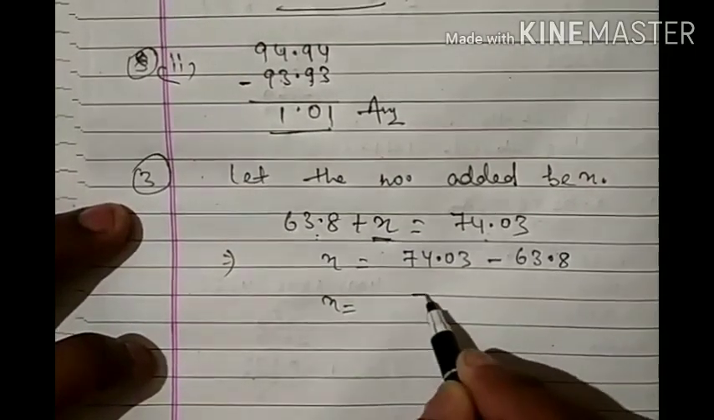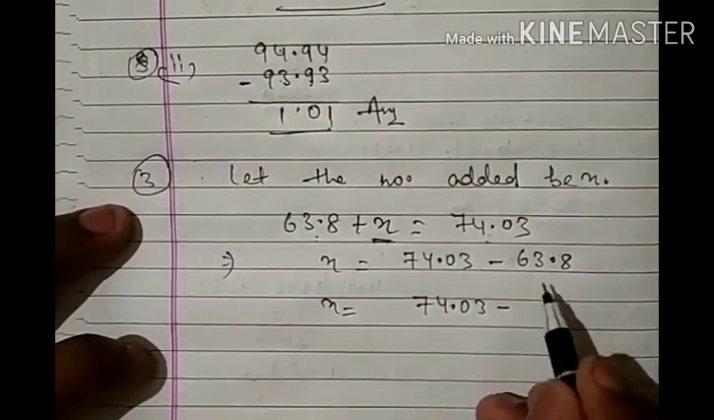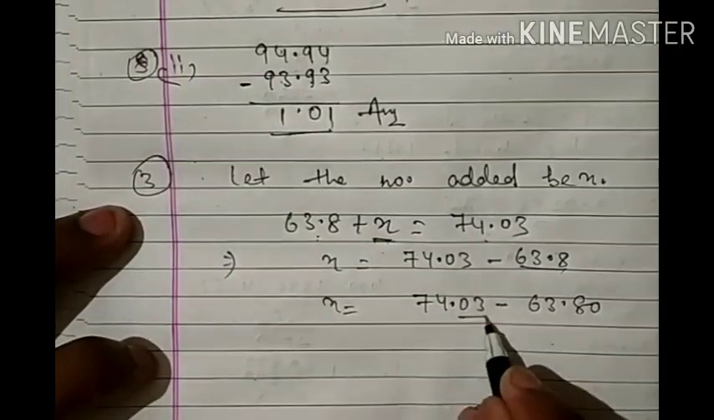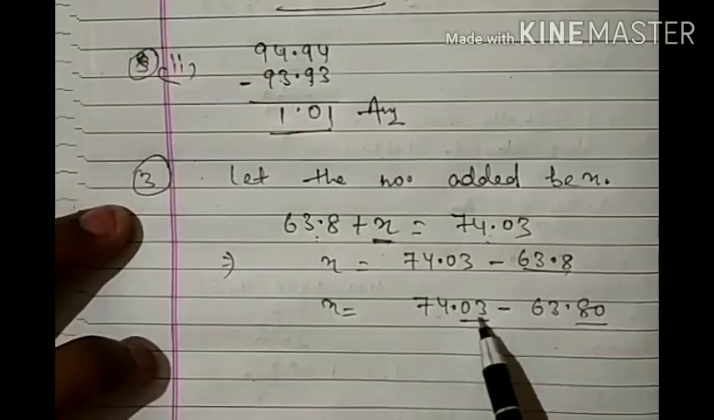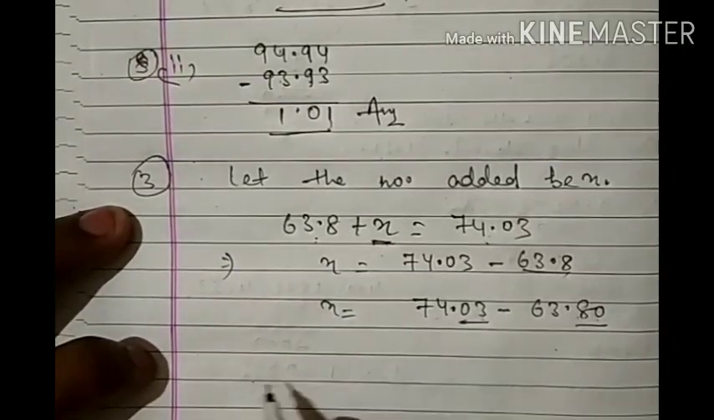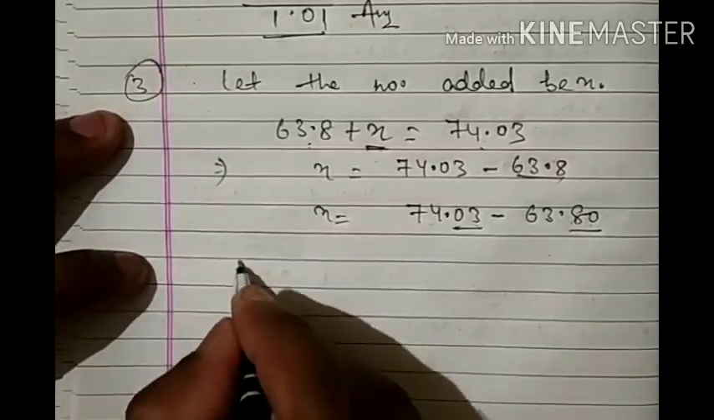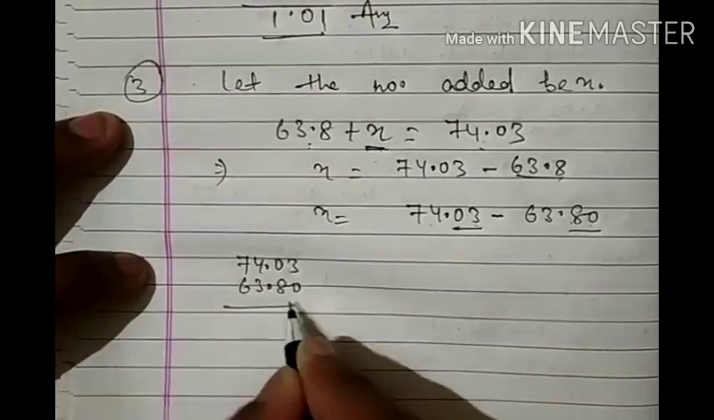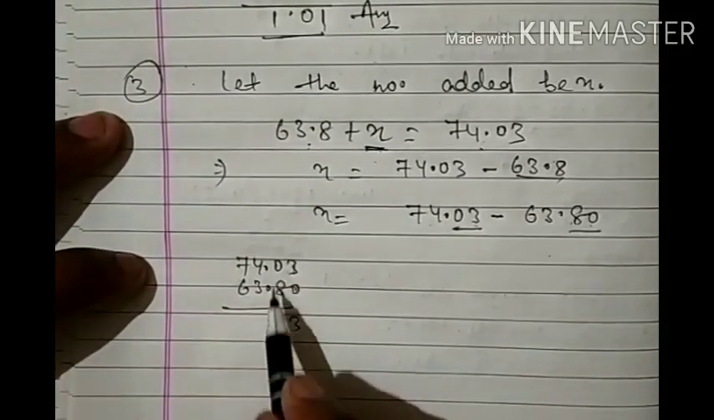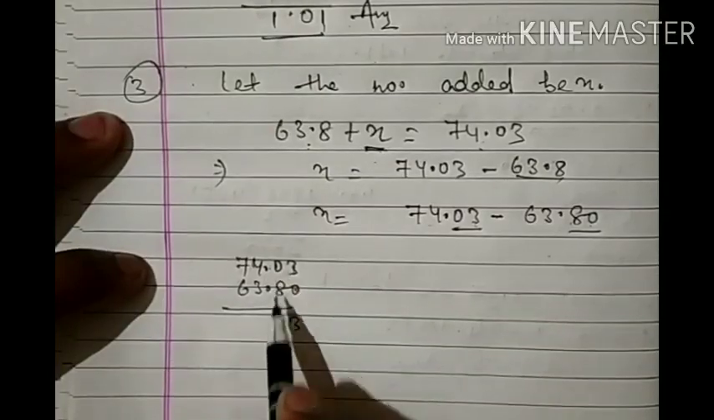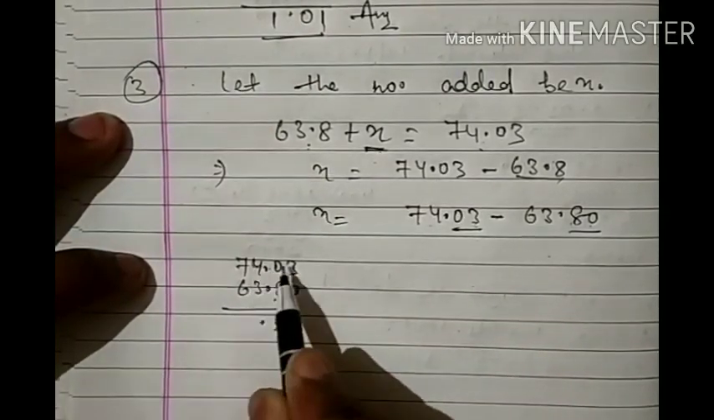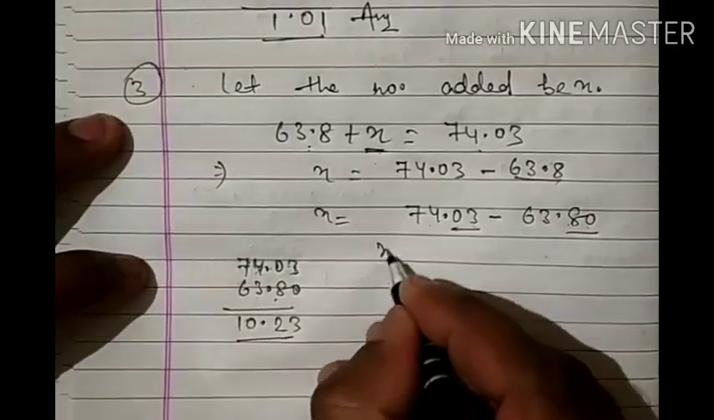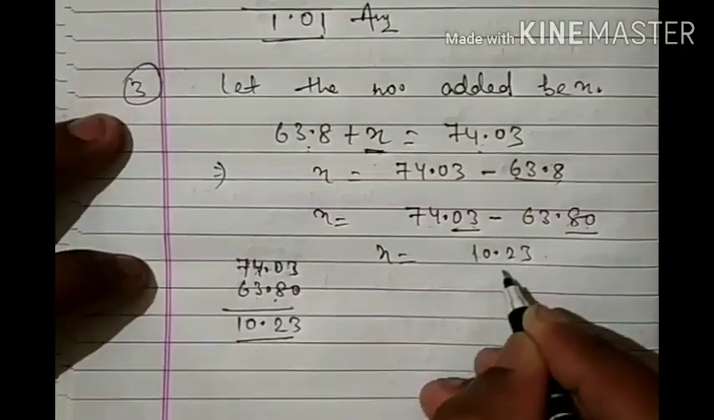So x is equal to 74.03 minus 63.8, which can be written as 63.80 to convert it into like decimals, as both numbers will have two places of decimal. Now we can easily subtract. That is 74.03 minus 63.80. 3 minus 0, 3. 0 minus 8 is not possible, so we will take a carry 1. That is 10 minus 8 will be equal to 2. 1 carry, we are left with 3. 3 minus 3, 0. 7 minus 6 will be equal to 1.